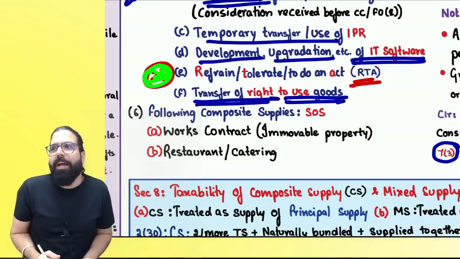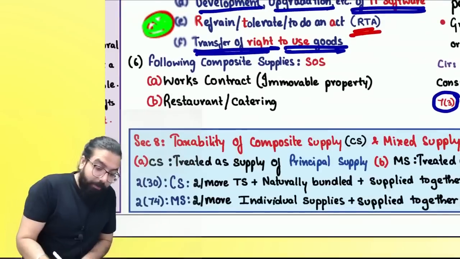The next one is transfer of right to use goods. I have some goods, and I transfer you the right to use them. Next, supply of service.